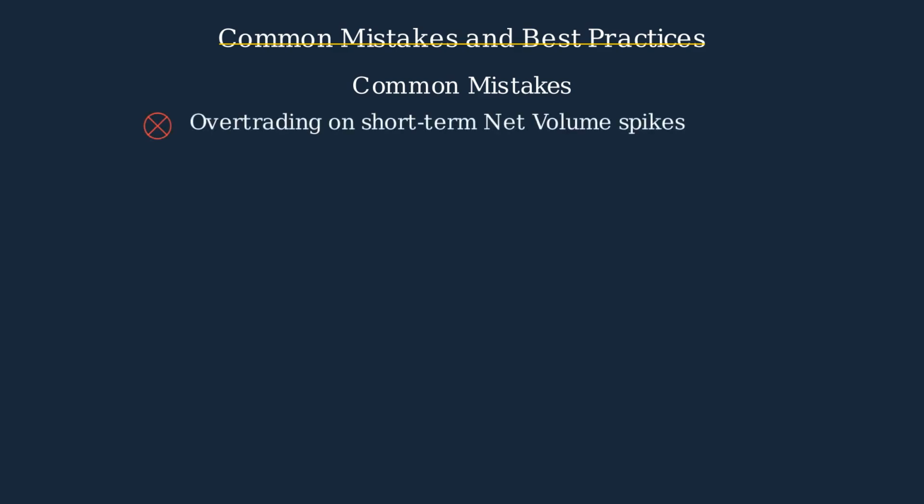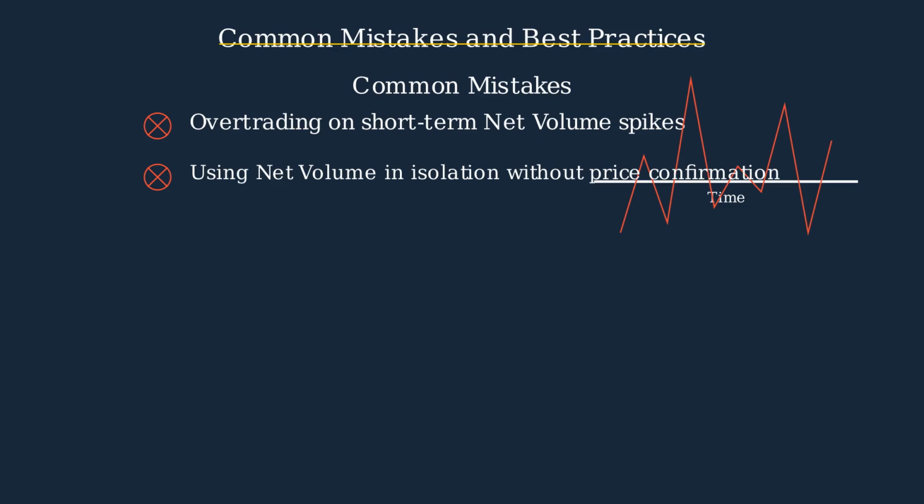Section 10. Common mistakes and best practices when using net volume. Let's first examine common mistakes traders make when interpreting net volume signals. First, overtrading based solely on short-term net volume spikes without confirmation. Second, using net volume in isolation, ignoring price action and chart patterns.